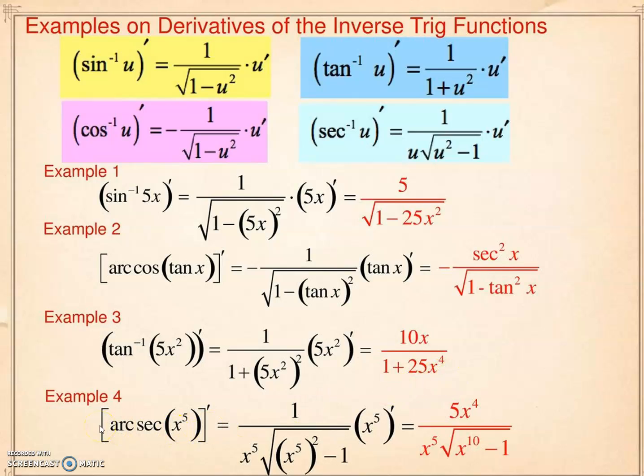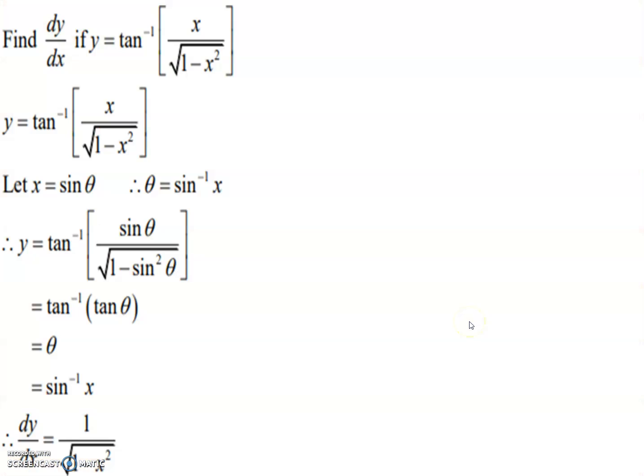Next, arc sec inverse of x raised to 5. Here u is x raised to 5. The formula is 1 upon u under root u square minus 1 into u dash. So u here is x^5: 1 upon x^5 under root (x^5) squared minus 1, into the derivative of x^5. The derivative of x^5 is 5x^4. So we get 5x^4 upon x^5 under root x^10 minus 1. In this way, we have to use the inverse trigonometric function formulas to find the derivative.